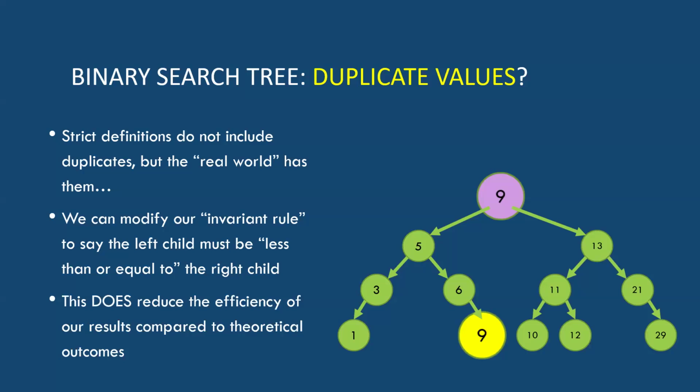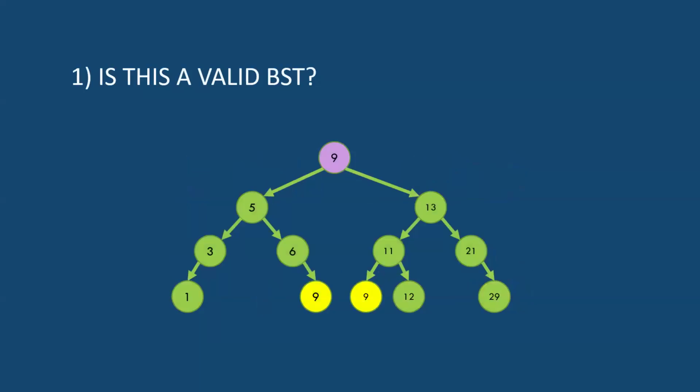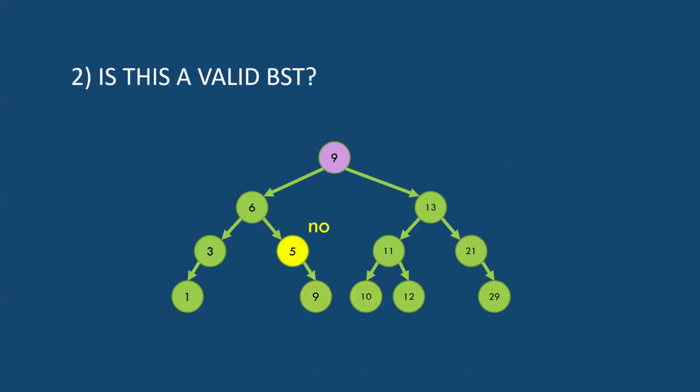Okay. So that's how we're going to manage the duplicate values. And here's a couple quick questions for you. Is this a valid binary search tree? Not in that case, right? Because we can't have the duplicates on both sides of the 9. It won't actually hold up in terms of a consistent recursive rule, okay? So we want to be consistent with where we store our duplicates, okay?